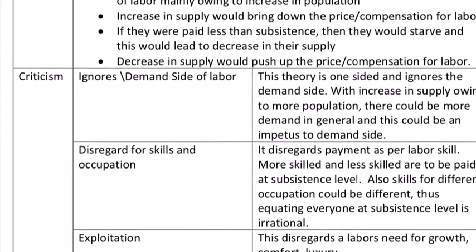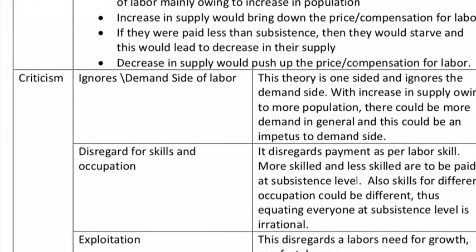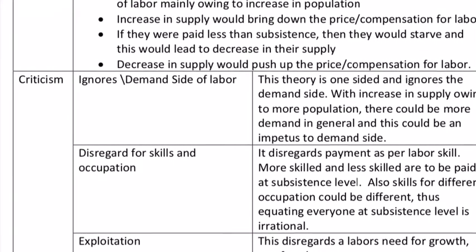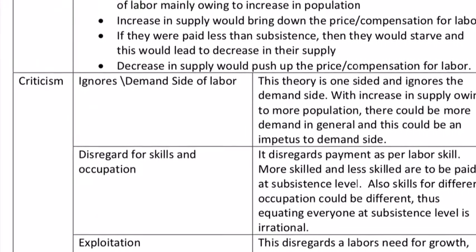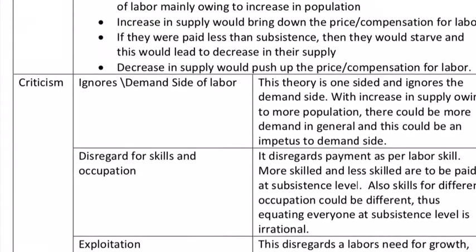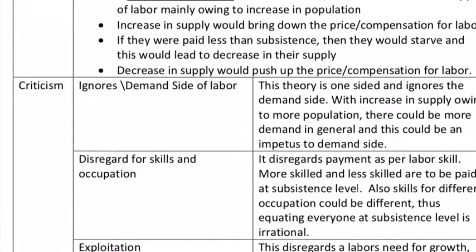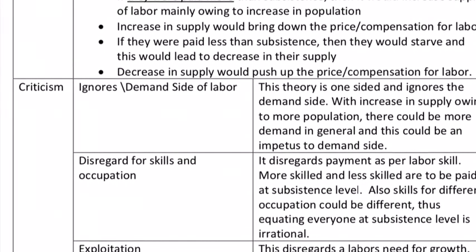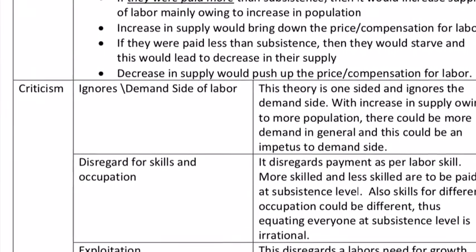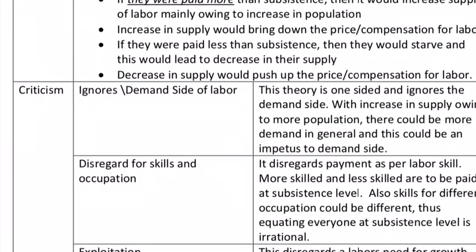And second logic he gives us, if they are paid below subsistence level, the laborers naturally won't be able to sustain themselves and will die of starvation. So wages will have to be accordingly increased at least to subsistence level. So he says at subsistence level, wages should be paid.